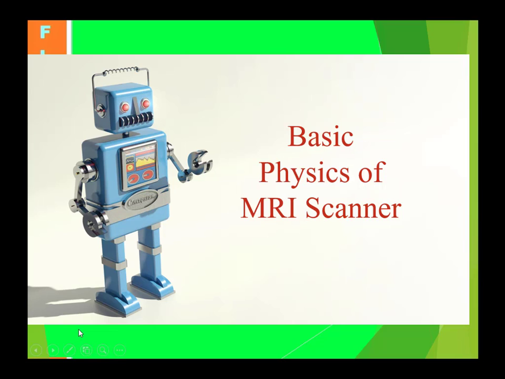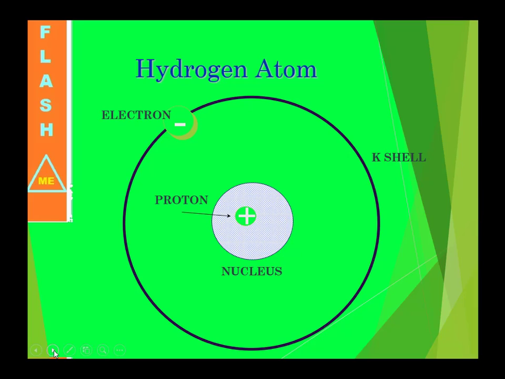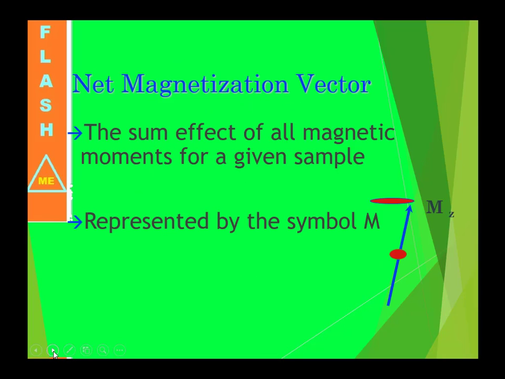Basic physics of the MRI scanner. Hydrogen atom: nucleus, electron, proton, K-shell. Net magnetization vector: the sum effect of all magnetic moments for a given sample. It is represented by the symbol M.